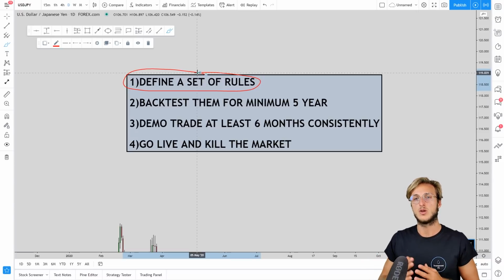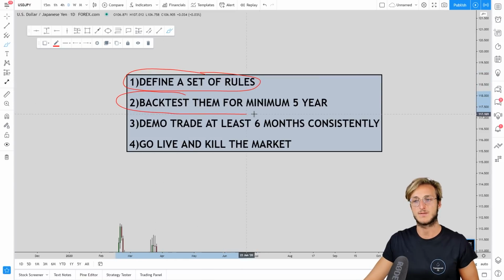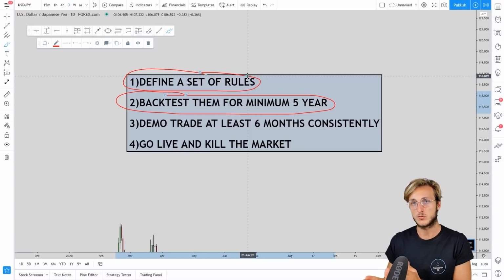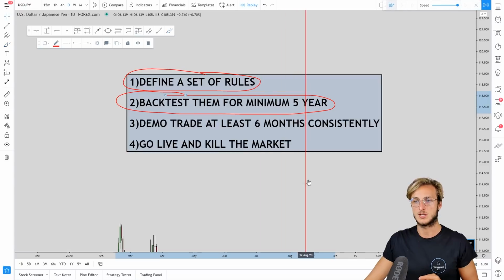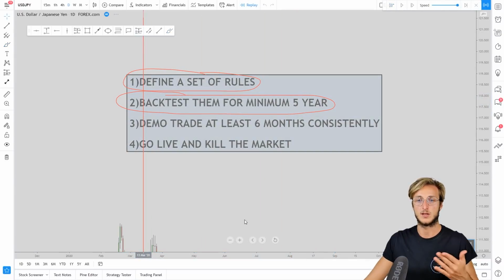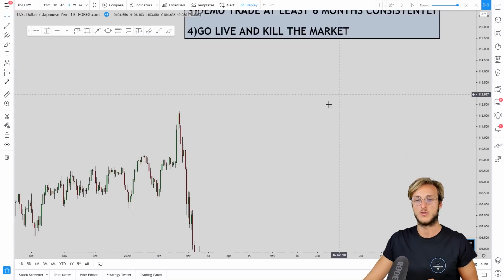Then what you have to do is backtest those rules for at least 5 years in the past. So you have to see if that set of rules that you have lined up actually works, okay? And the best way to do it is to take old data and apply those rules on the old charts. For example, you can use the replay tool on TradingView to basically simulate the behavior of the market.